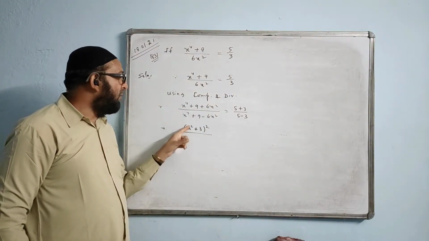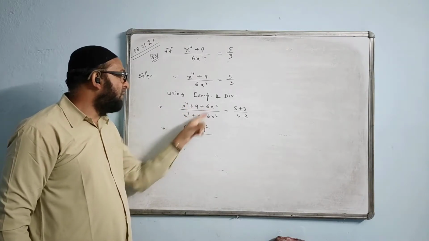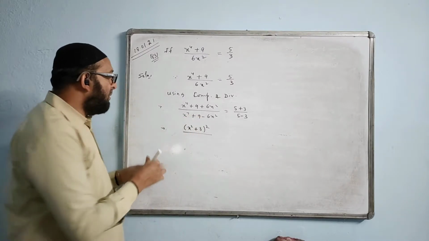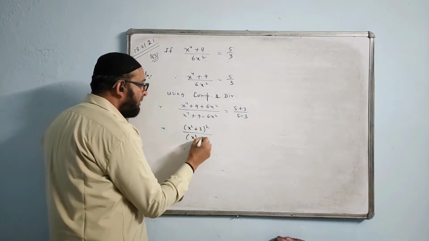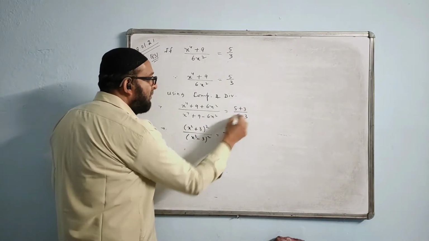A square will be x square, so it will become x to the power 4 plus 2ab. 2 times 3 is 6, so 6x square will come, plus 9. And this will come with the minus like this: x square minus 3 whole square will come here. 5 plus 3 is 8. 5 minus 3 is 2.